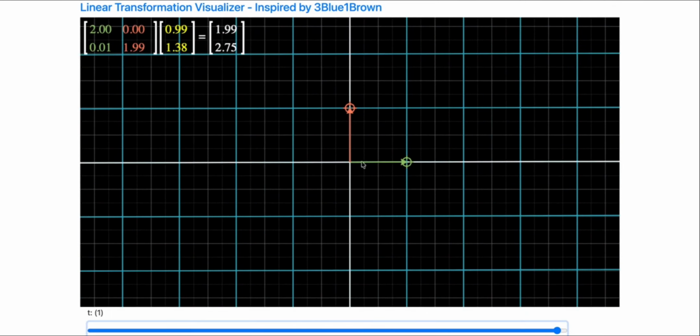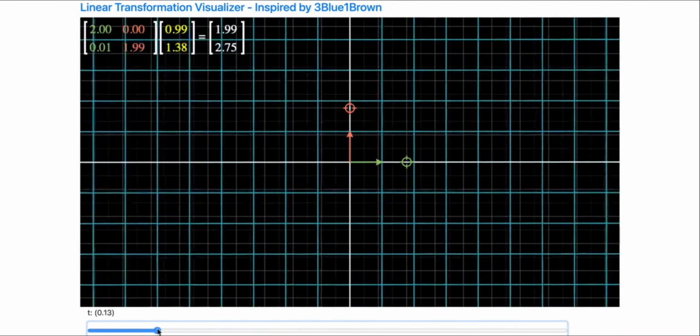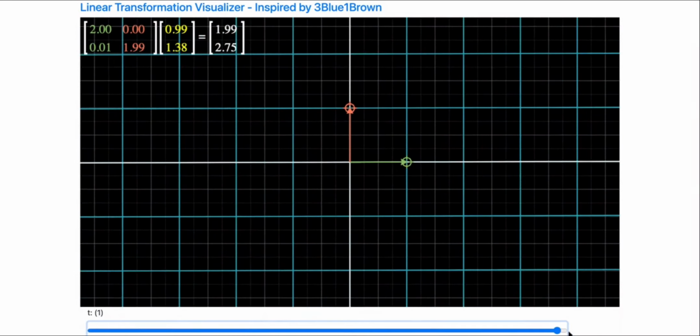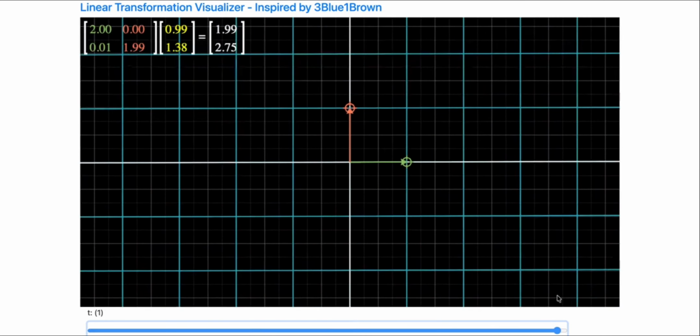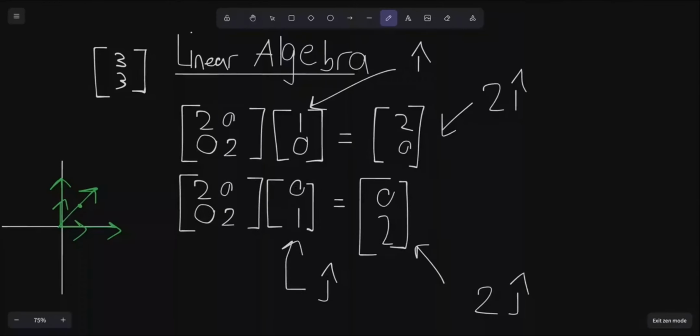The vectors just get 2 times longer, and so did everything else, right? Everything else just gets 2 times longer. Now, I want you to focus on, let's say, this point right over here. Focus on any single point. It just gets 2 times longer, right? This point moved from here all the way up to here. And so that's something that's really, really cool.